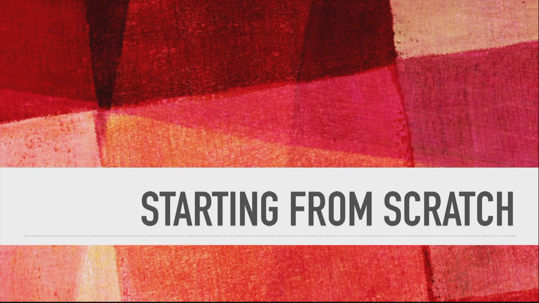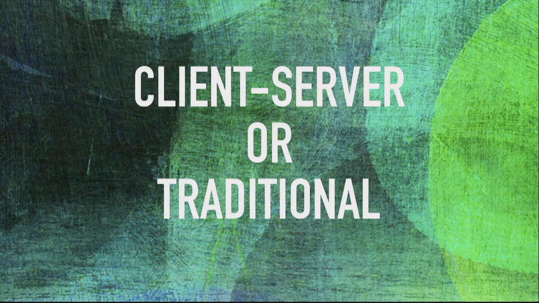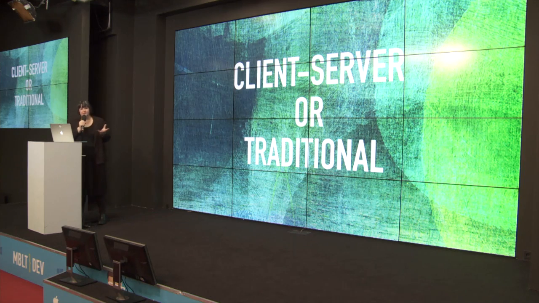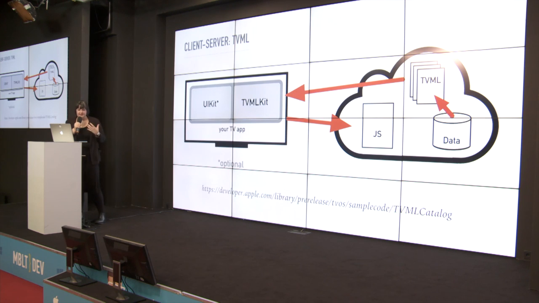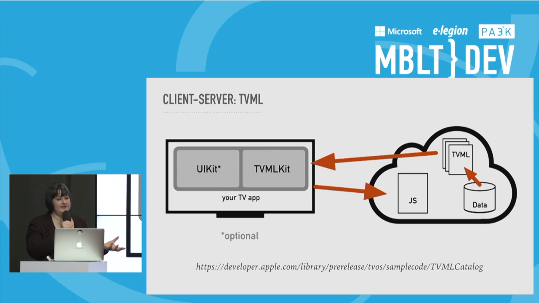Right. So how do we make a tvOS app? Well, let's look at what's available. There's two main ways to approach it. There's the client-server, and there's the traditional approach. So tvOS provides two ways to use what Apple have called the TVML, Television Markup Language, and the TVJS classes to show content from network resources.